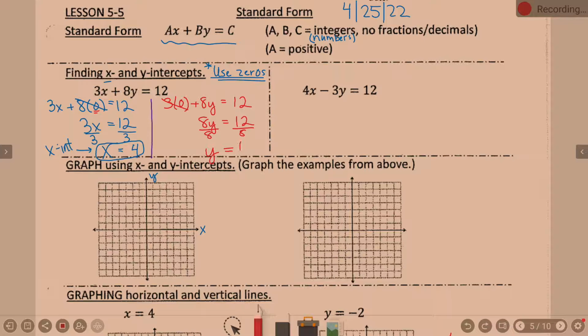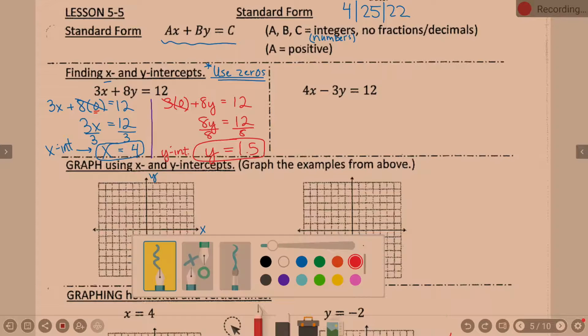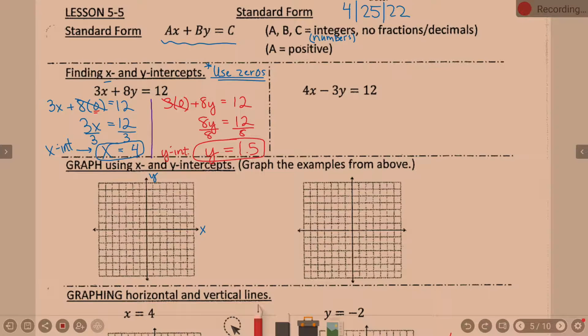So I know how you love your calculators in here, so I'm going to say 1.5. It's the truth, right? And what is this I just found? The y-intercept. So we have an x-intercept of 4, a y-intercept of 1.5. Let's go ahead and graph it, because the problem down below is to graph this using x and y-intercepts.